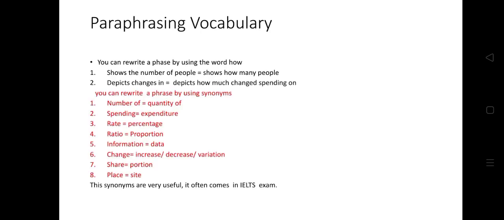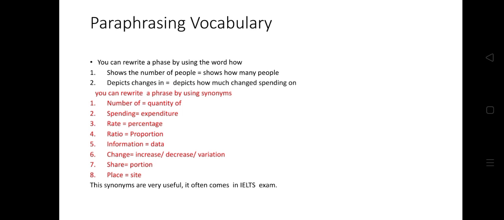Now let's look for more paraphrasing vocabulary. You can rewrite a phrase by using the word how. First, shows the number of people equals shows how many people. Depicts changes in spending equals depicts how much change is spending on.